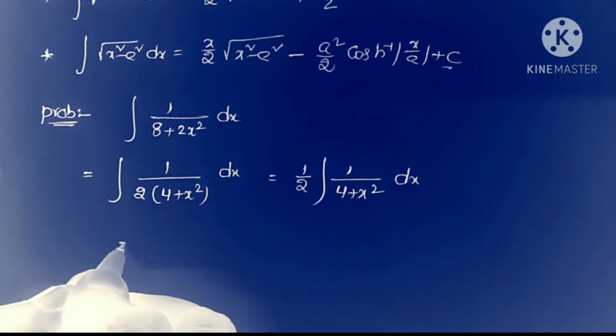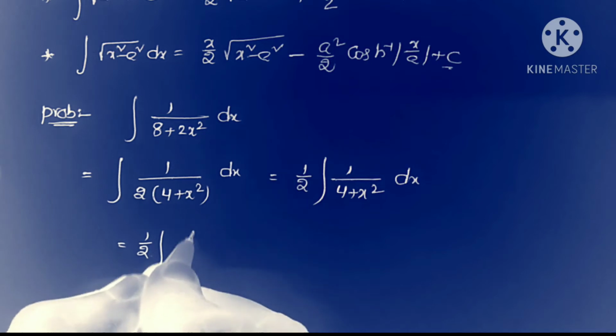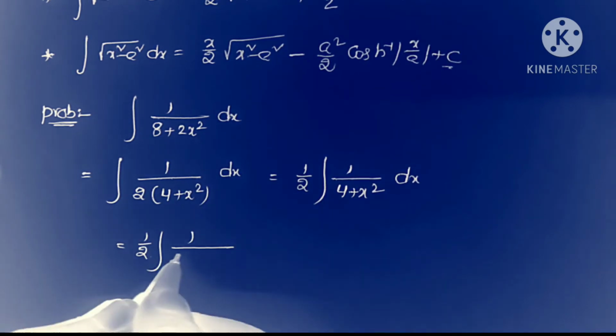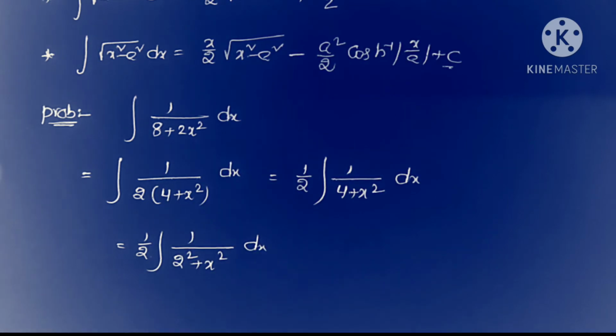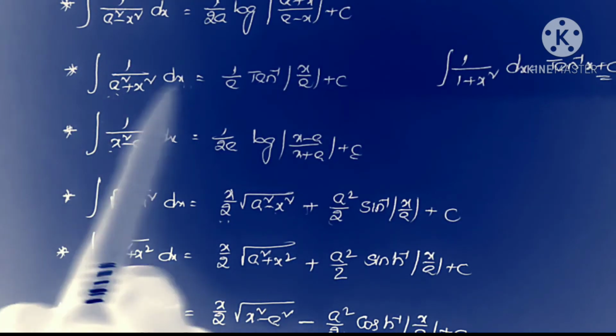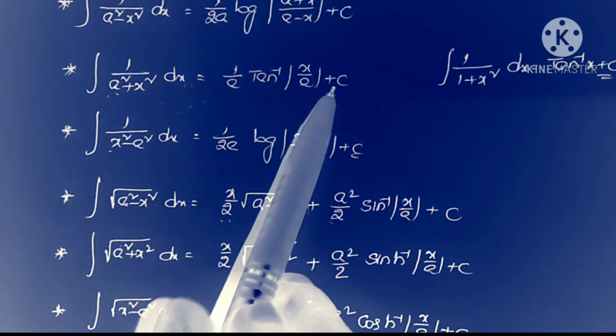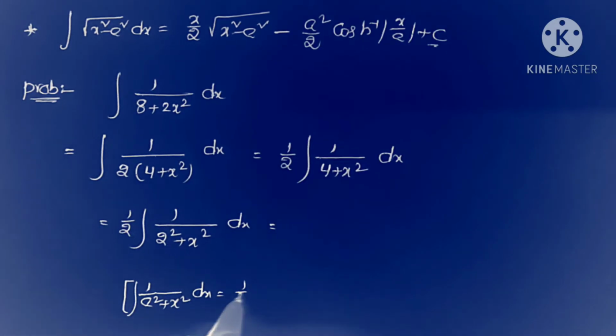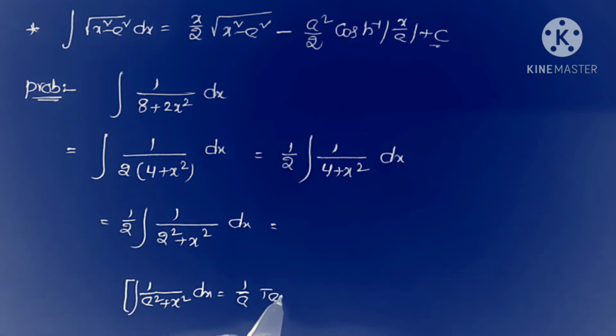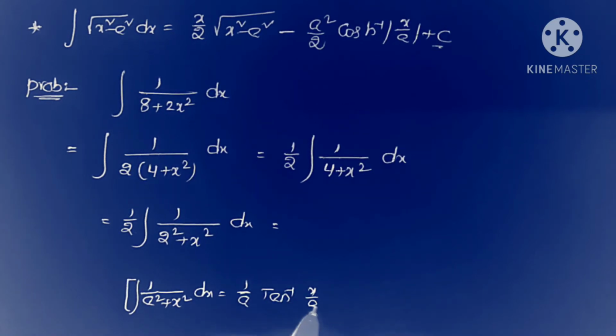Now this is equal to 1/2 into the integral of 1 by 4, which we write as 2 square: 1 by 2 square plus x square, which is in the form of 1 by a square plus x square. And what is the formula for 1 by a square plus x square? It is 1 by a tan inverse x by a. We apply that formula here: the integral of 1 by a square plus x square dx is 1 by a tan inverse x by a plus c.